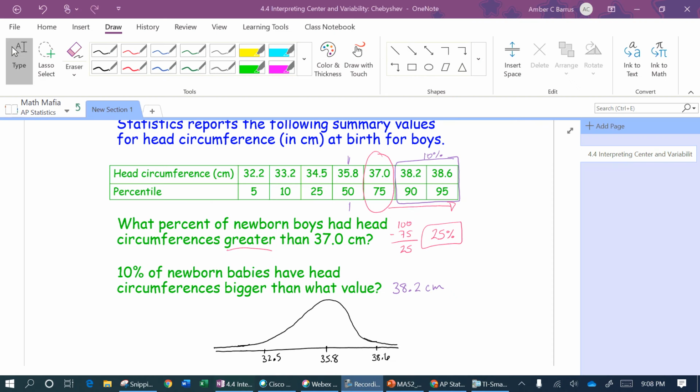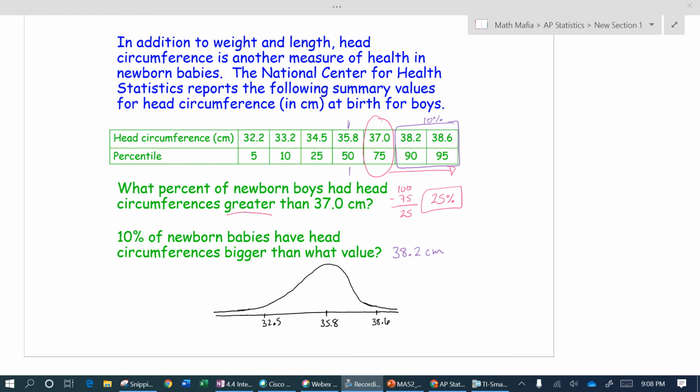So notice here that at this spot, we're at the 5th percentile, and here we're at the 95th percentile. And this is our median. And so here we see that the tail on the left is stretched out a little bit more than that on the right, giving us that negatively skewed distribution.